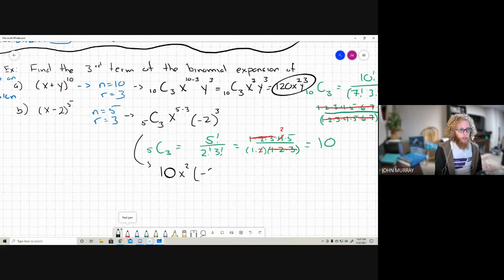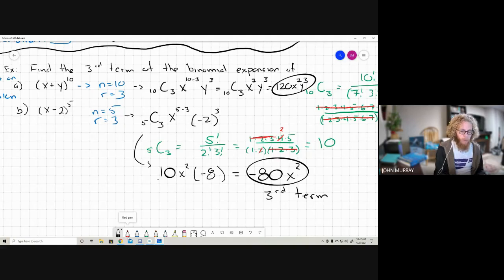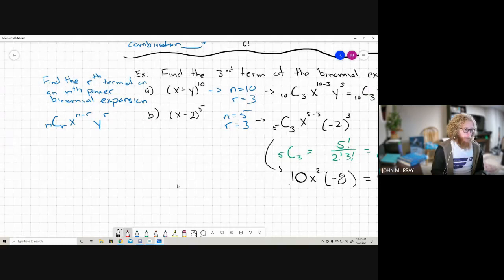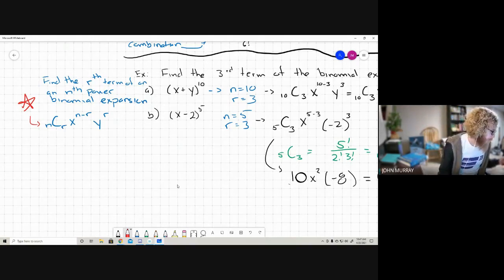Now the negative 2 to the third is going to be negative 8. And then we just simplify by multiplying those. So we're going to have negative 80x squared. Okay, and that is my third term. All right, so what it all boils down to is what we had over here. Okay, so this is kind of our formula, our little cheat sheet to find the nth power. Any questions about that?